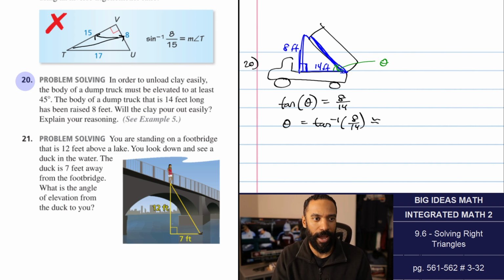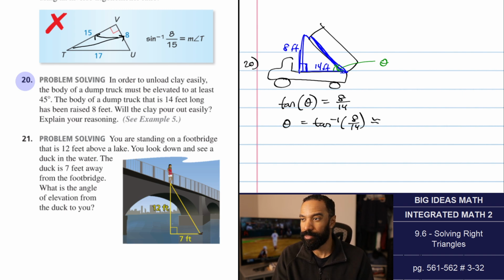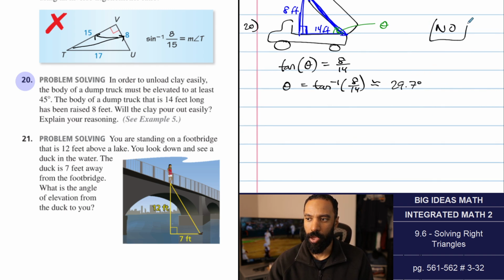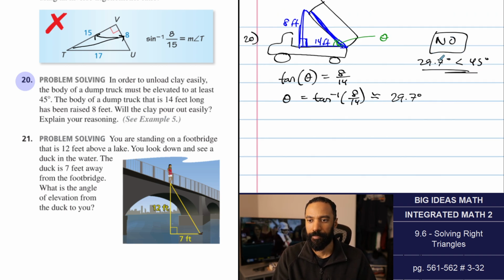This won't pour out easily. So when I do that, I am getting 29.7 degrees, which is less than 45. No. 29.7 degrees is less than 45 degrees. That's my reasoning there. That justifies it.